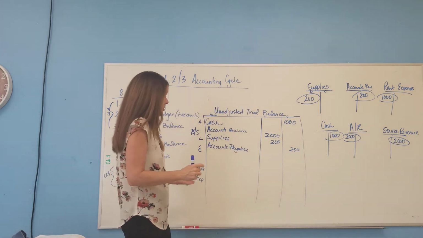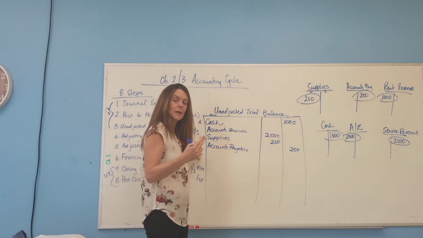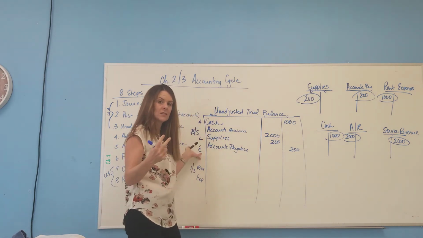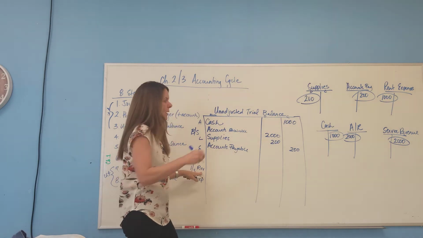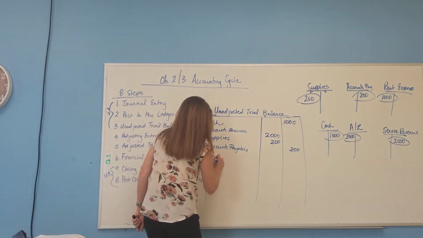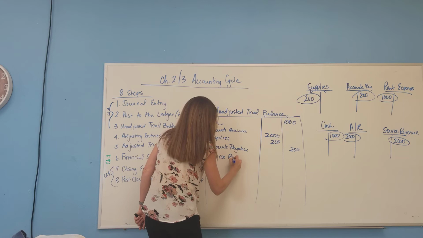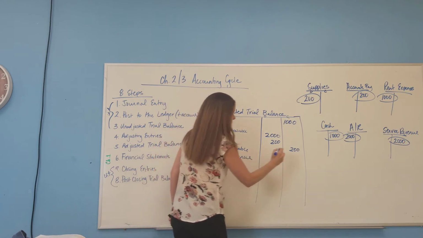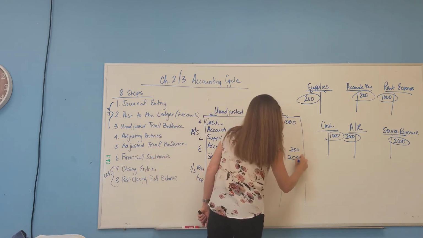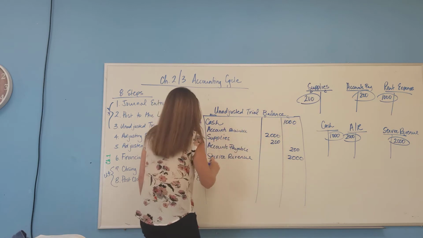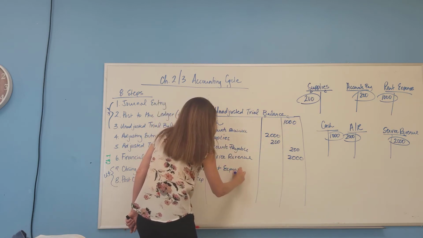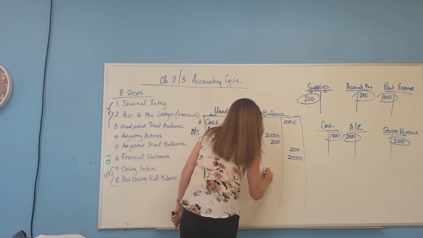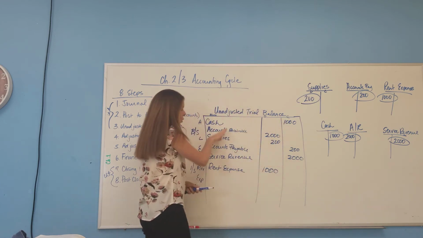I actually don't have any equity items. My two equity items would be retained earnings and common stock. I don't have either. And so now I'm going to go into my income statement accounts. I'm going to start with revenue. I do have service revenue. Service revenue is a credit of $2,000. And then I have a rent expense, one expense for $1,000.